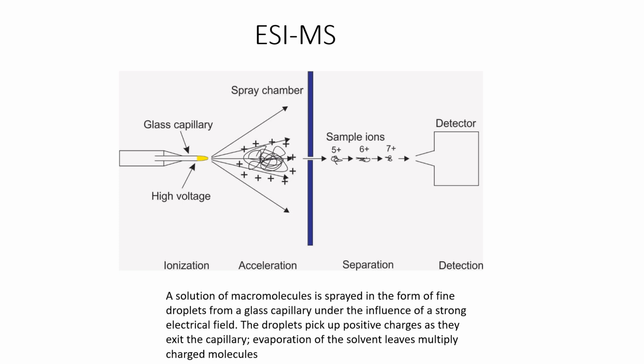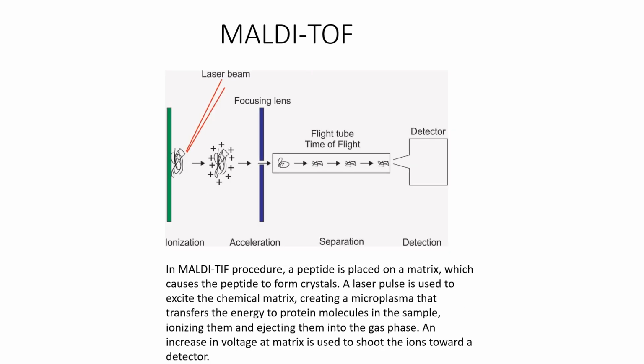ESI-MS has recently evolved into the so-called nanospray ionization, while tandem MS is rapidly being replaced by a cascade of mass spectrometers using more sophisticated and sensitive detectors and accommodating other intermediate sequencing instruments like electron transfer dissociation. So this is ESI-MS. And then the MALDI-TOF.